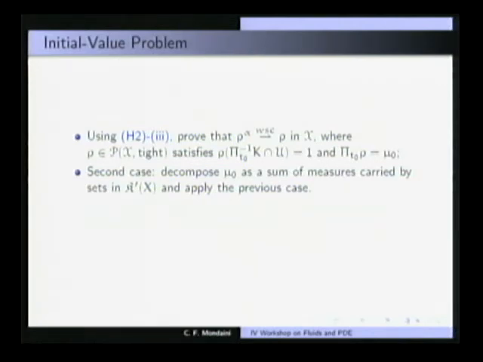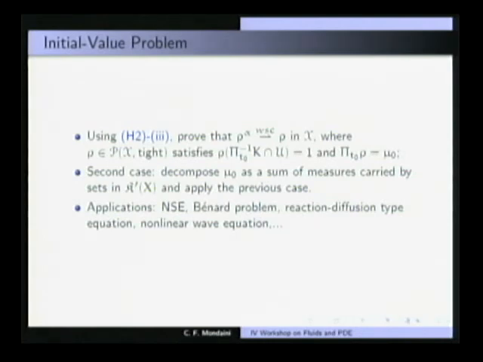So we have these abstract definitions and this abstract result that we have applied to some specific equations. First one, the natural one, the Navier-Stokes equations, and then we have also the Bénard problem, a reaction diffusion type equation, and also a nonlinear wave equation, but it can also be obtained for other equations.